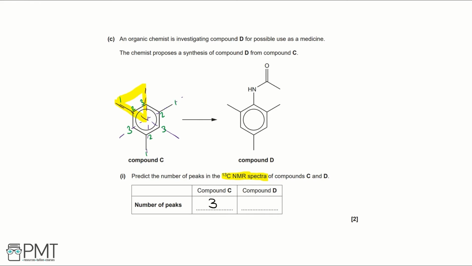Then if we look at compound D, if we look at its side group first, we have 1, 2 carbon environments. But then moving on to the benzene ring, we have 3, 4, but we've got 2 4s because we've got this line of symmetry here. So 4, 4, 5, 5, 6, 7, and then we've got 8 and 8 because these 2 methyl groups are going to be the same carbon environment. So we have 8 carbon environments, so 8 peaks for compound D. To get the 2 marks for this question, you get 1 mark for 3 and then 1 mark for 8.